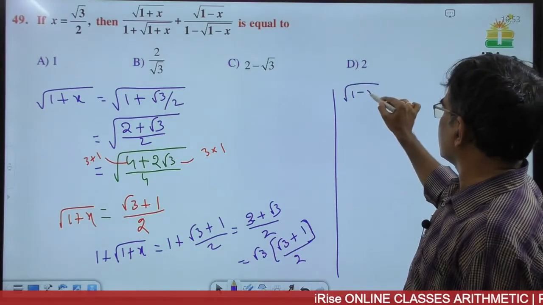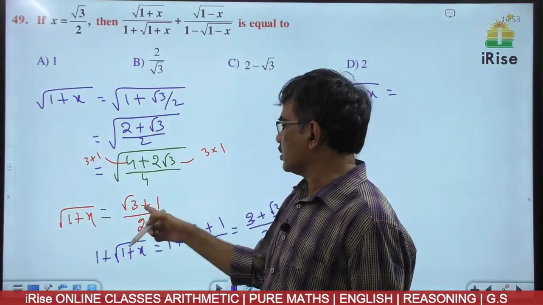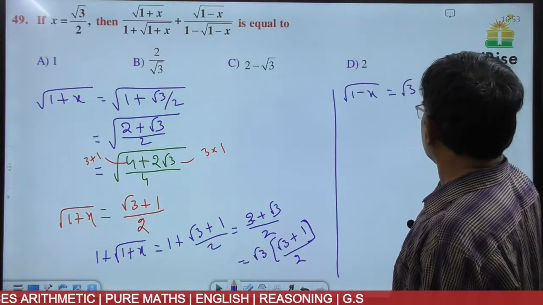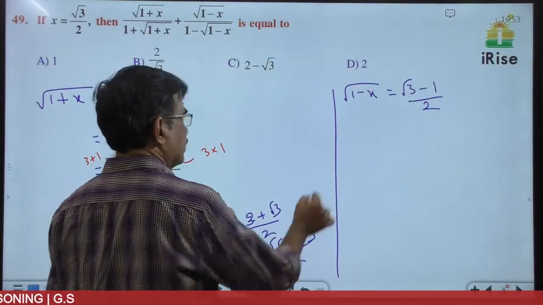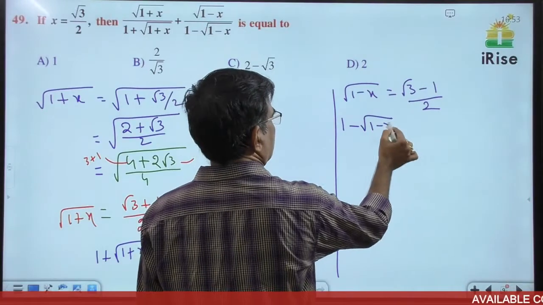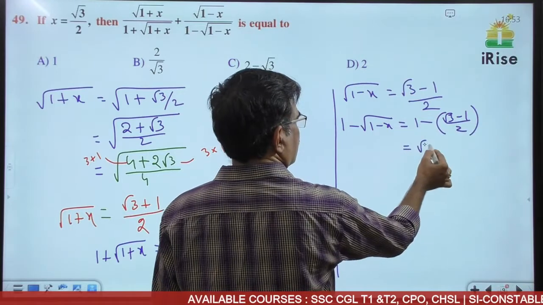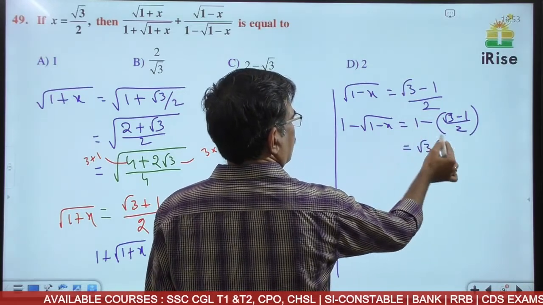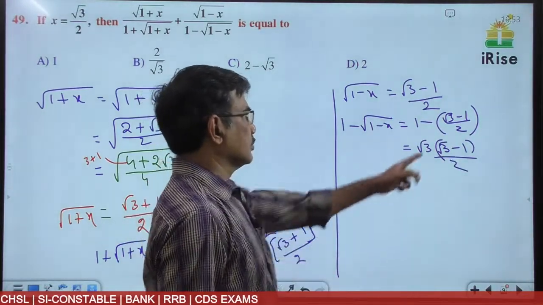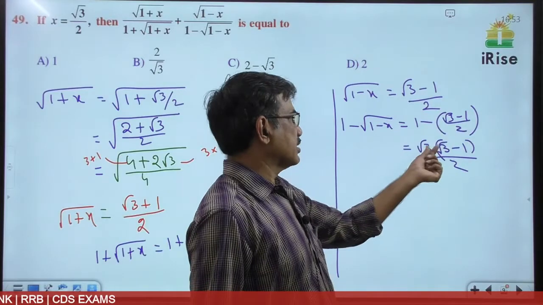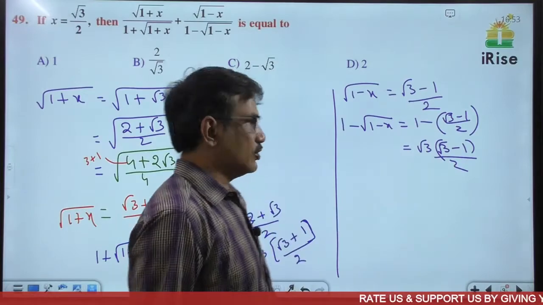What is root of 1 minus x? Just put minus, minus, minus, minus. So we get directly root 3 minus 1 by 2. Then what is 1 minus root of 1 minus x? 1 minus of root 3 minus 1 by 2. If you simplify, this can be written as root 3. Okay, this is root 3 into root 3 minus 1 by 2. 2 ones are 2, minus of minus 1 plus 3. Okay, 3 minus root 3 into root 3, 3, root 3 into minus 1 is minus root 3.